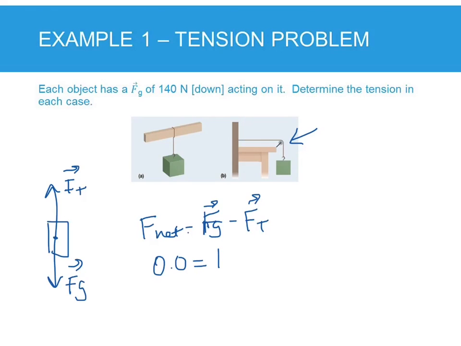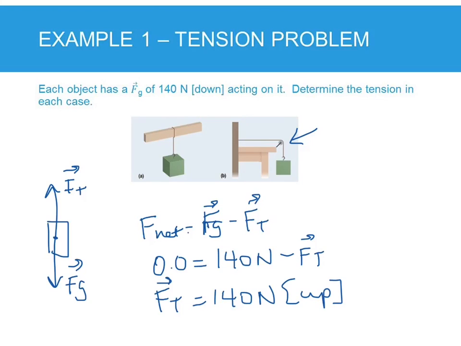We know our force of gravity is 140 newtons. And so if you rearrange that equation, Ft is going to go on the other side. And we get 140 newtons. And our F tension there is going to be up because it's going to act opposite our force of gravity. And so in part B, the force of tension is the exact same. We're just changing the direction of the force.